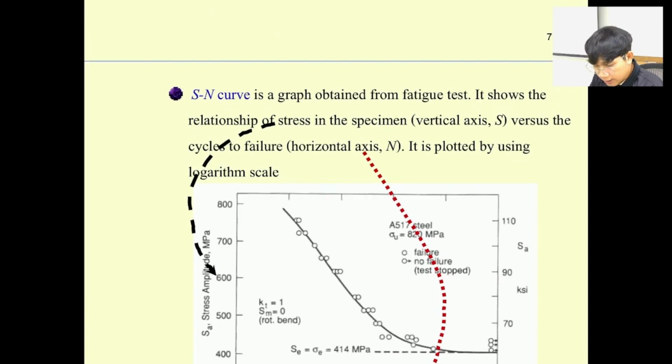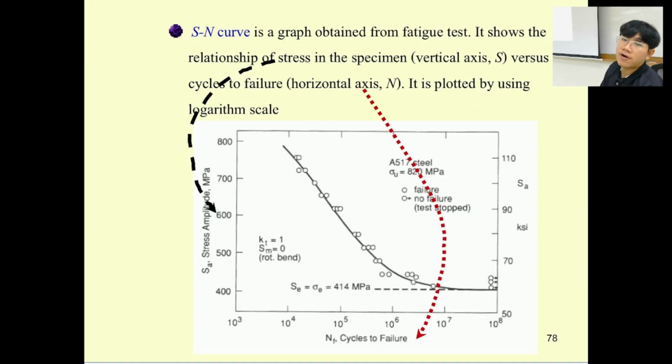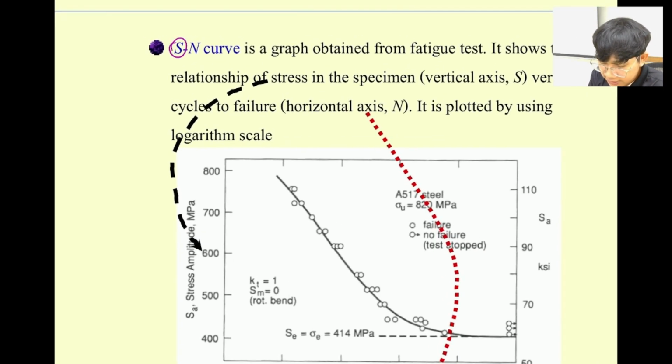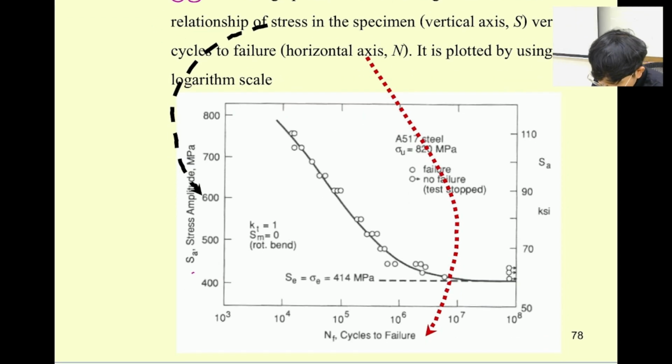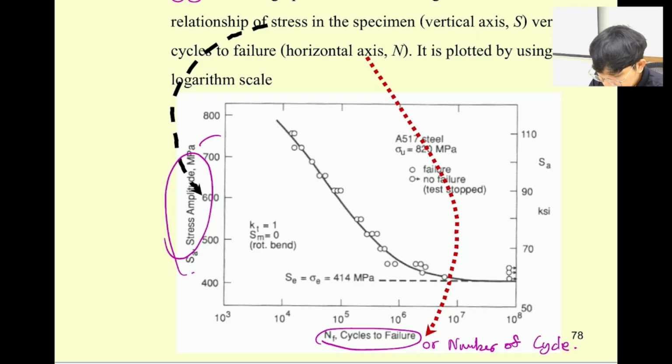let's see how we convert the data from the fatigue testing. So for the fatigue testing, we're going to start with the stress and number of cycles. Okay, so you can see that the x-axis is cycles to failure, or number of cycles, and the y-axis is the stress.